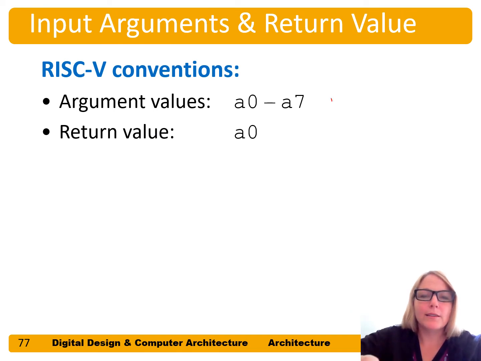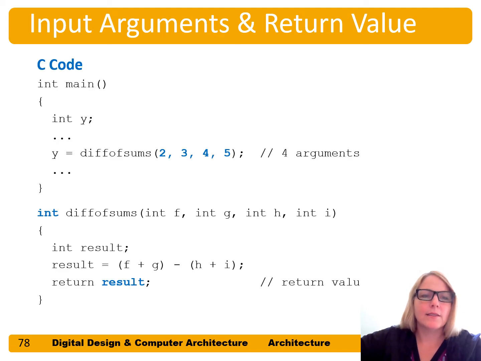And so let's talk about how the functions do this. Here's some code where main, the caller, is calling this diff of sums function and puts in these input arguments 2, 3, 4, and 5. And then diff of sums returns an integer, so a signed 32-bit value. It returns it by this high-level code return, and this is the value it wants to return.